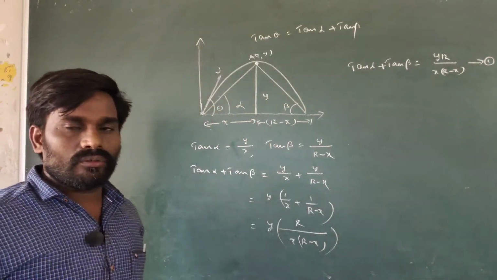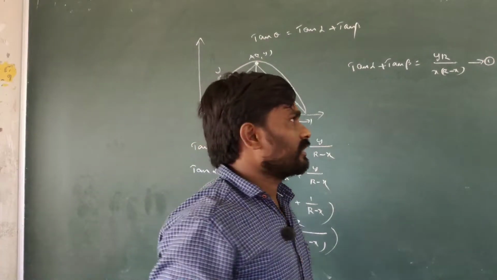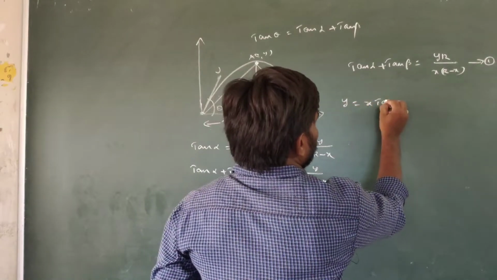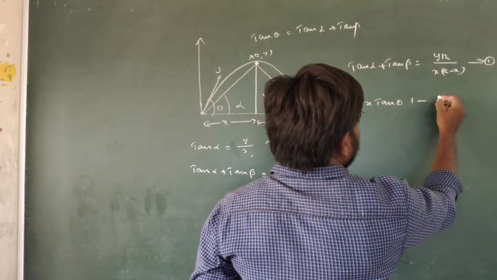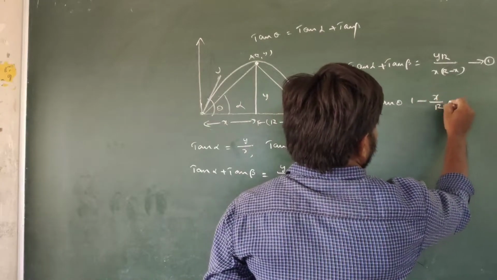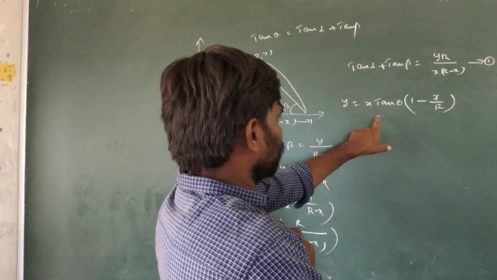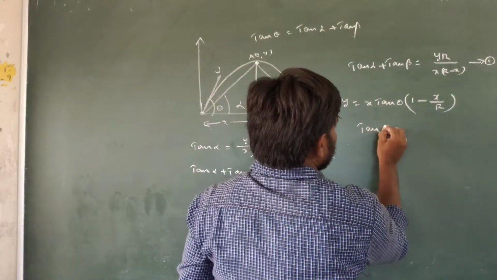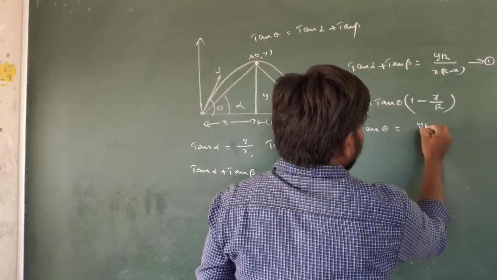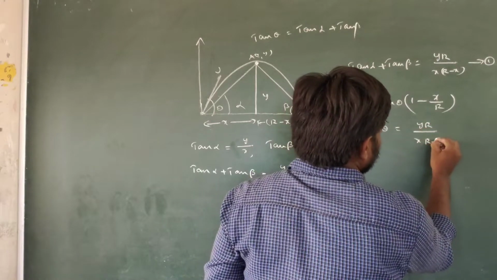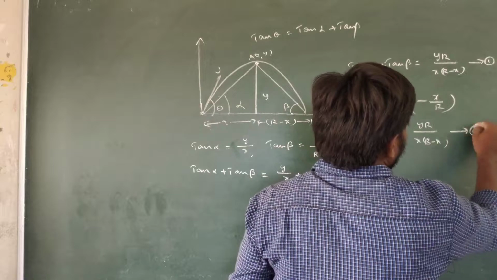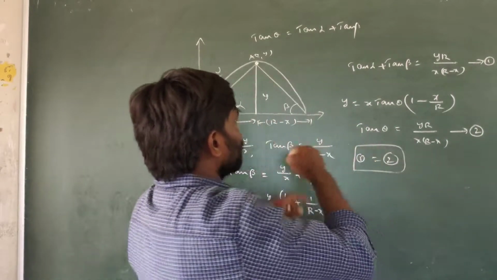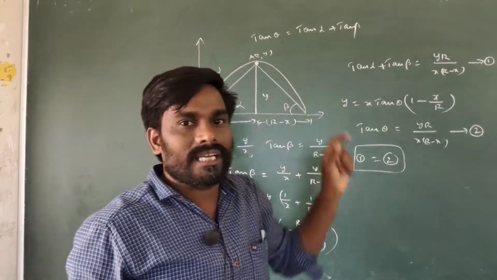Next, you already know the x comma y relation, the parabolic equation, that is y is equal to x tan theta into 1 minus x by R. From this equation, simplifying, finally tan theta is equal to y R by x into R minus x will come. This is equation number 2. From equation 1 equal to equation 2, we prove that tan theta is equal to tan alpha plus tan beta.